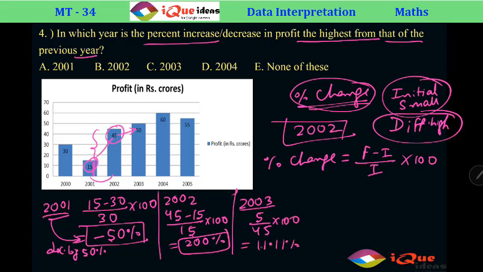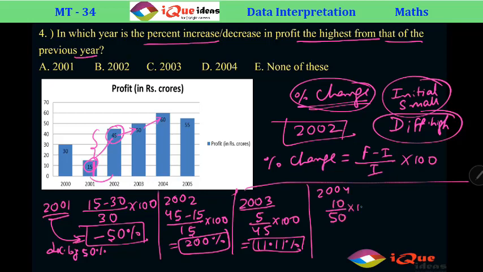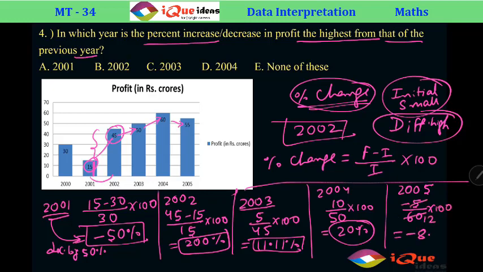So what we are doing is calculating percentage change in all the years with respect to the previous year. In 2004, it is going from 50 to 60. So an increment of 10 on 50. Difference is 10, 60 minus 50. So 10 upon 50 into 100, 1 by 5, that is 20%. And finally, in 2005, it is going from 60 to 55. So there is a decrease. So it is minus 5 divided by 60 into 100. Now 1 by 12 is minus 8.33%.